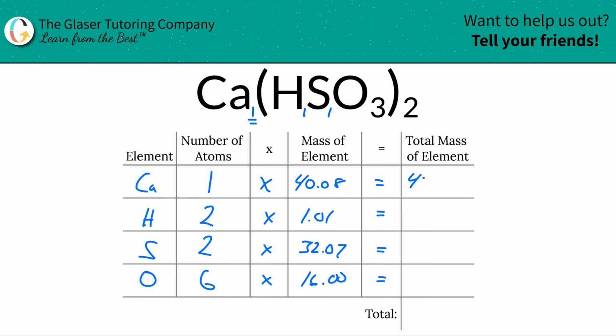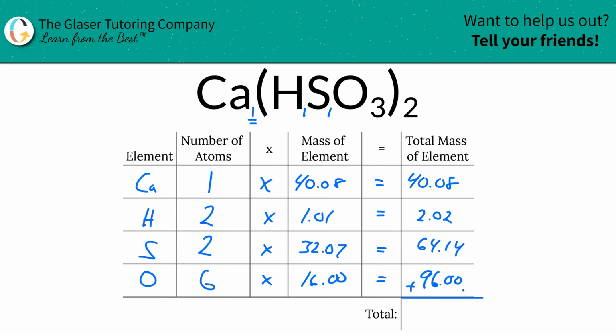So 40.08 times 1 is obviously 40.08. 1.01 times 2 is going to be 2.02. 2 times the mass of sulfur here, 32.07, is going to work out to be 64.14. And then you got 6 oxygens, so just take that and multiply by the mass of each oxygen. So that's going to be 96 in total. You can add in the zeros there if you want. It really doesn't make a difference, obviously.